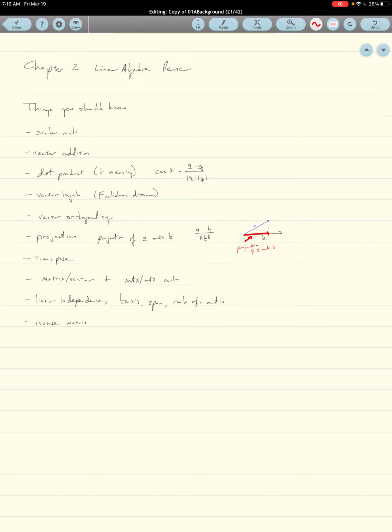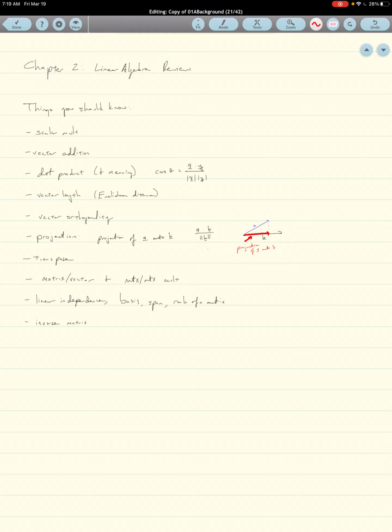Okay, you should know how to transpose a matrix. You should know matrix vector and matrix multiplication. You should be familiar with the ideas of linear independence, a basis for a vector space, the span of a matrix, and the rank of a matrix. And finally, you should also be familiar with the notion of inverse matrix.